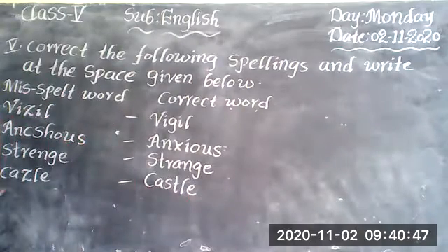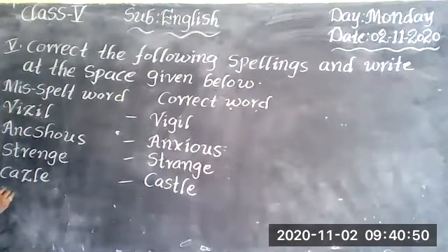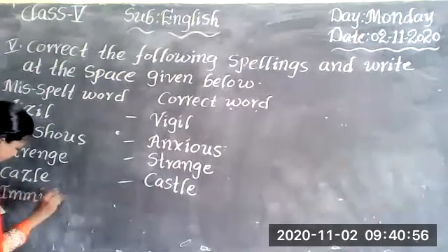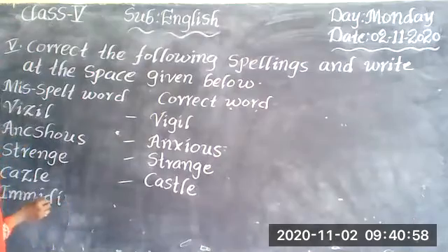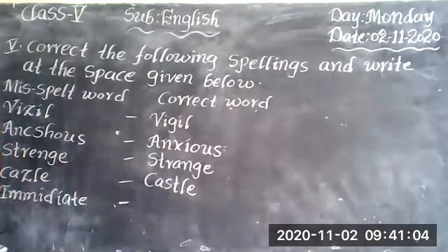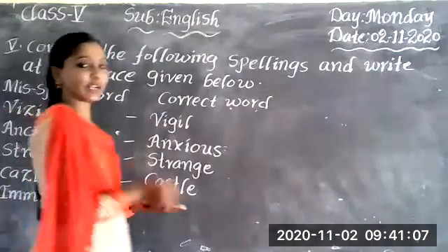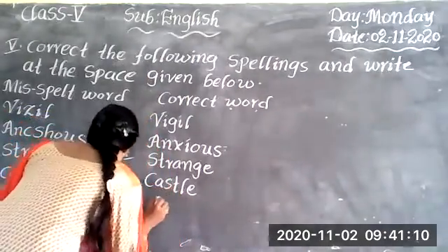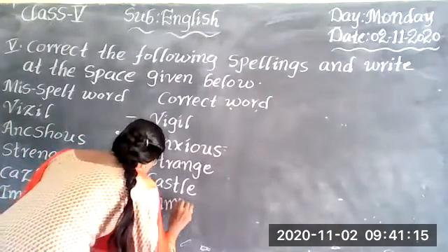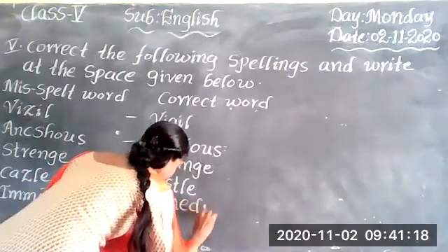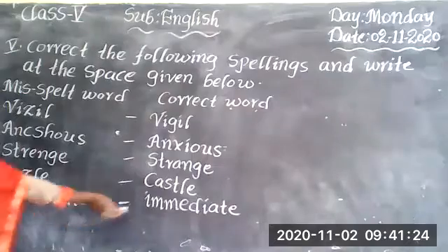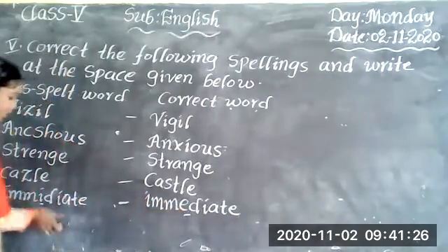Next, fifth word. Immediate. IMM, IDI, ATE. Is it the correct spelling of immediate? No. Then what is the correct spelling? Right here. IMEDIATE. So what have we changed here? Here I is given and here we have written E. Okay. This is the only mistake.